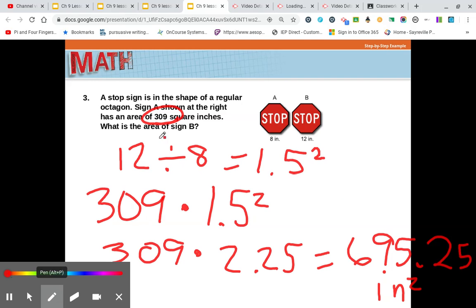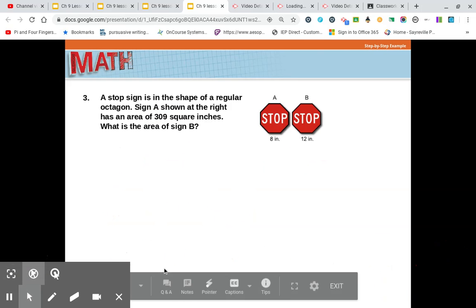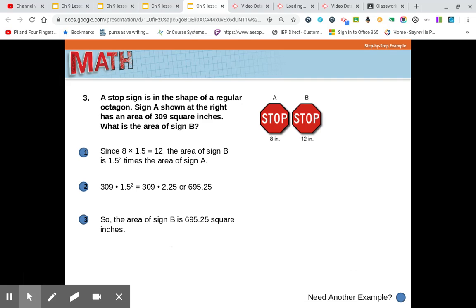That's how you went about that whole thing there. So first step, divide, because you want to figure out what you multiplied 8 by to get to 12, because that's your scale factor. Then you just square that answer and then multiply it by the given area. So now I'm going to erase my screen and go back and show pretty much everything we just did in red in neater writing.